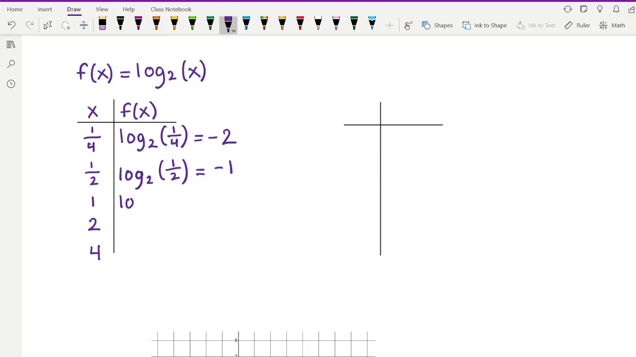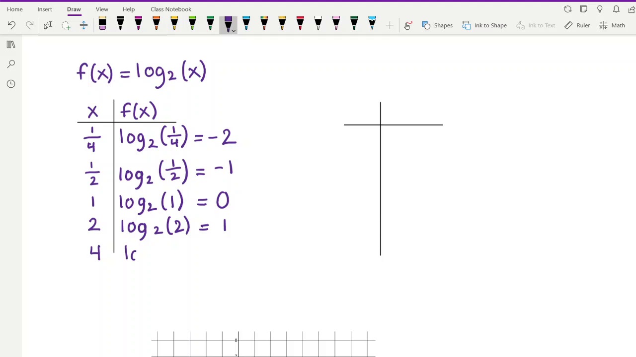Then we're taking log base 2 of 1. And so that's asking what power do we have to raise 2 to get 1? And the answer is 0. Then we have log base 2 of 2. So the exponent to raise 2 to get 2 would just be 1.